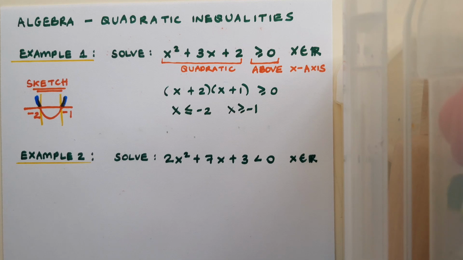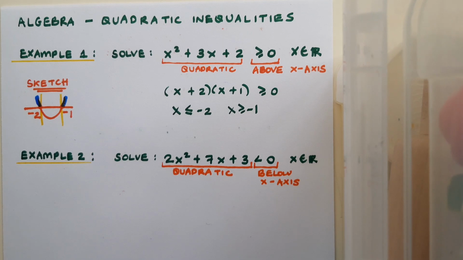Okay, so I want to solve 2x squared plus 7x plus 3 is less than 0, x is an element of R. So again, I've got a quadratic and I want to know where it's less than 0. And this simply means that I want to figure out where it's below the x-axis. So again, I'll start by factorizing the quadratic. So again, pause the video and take a moment to do this yourself and then check and see if you're correct.